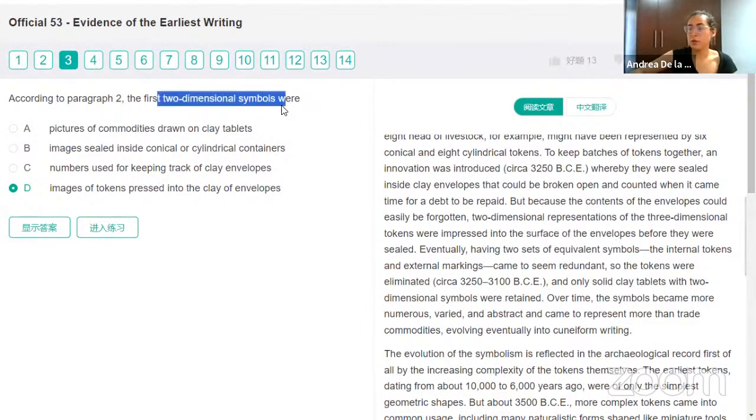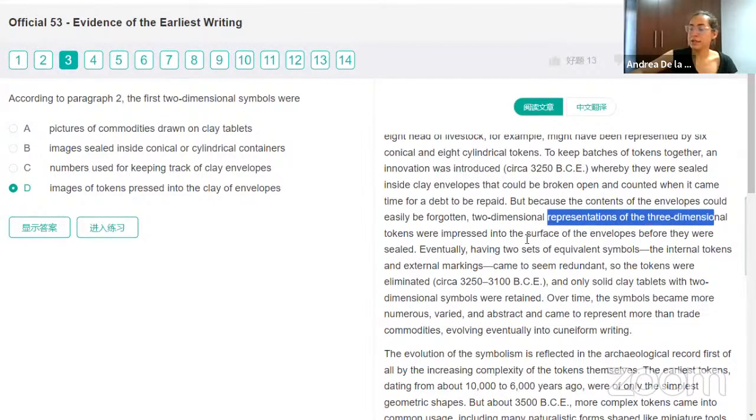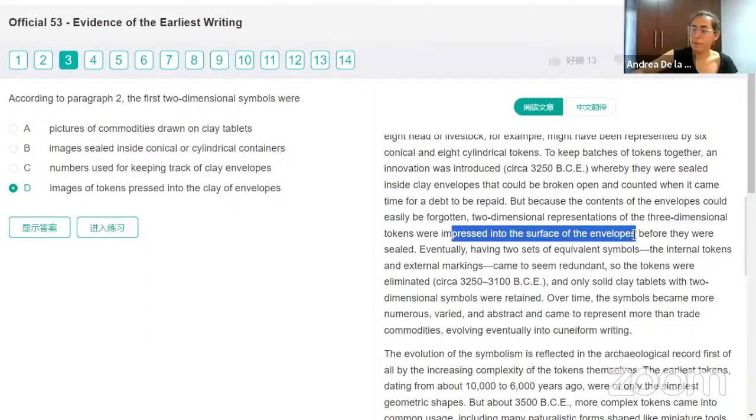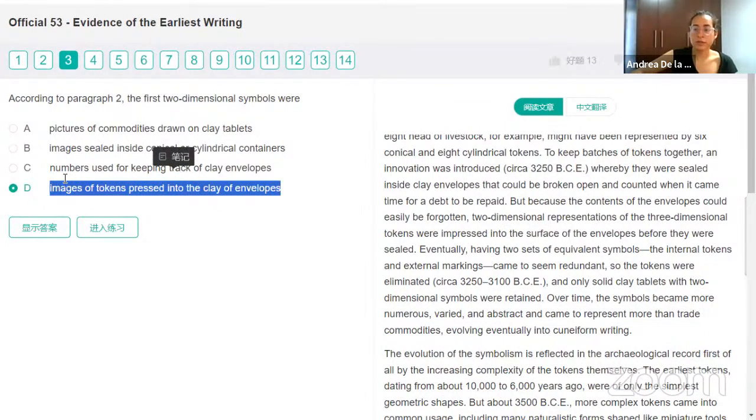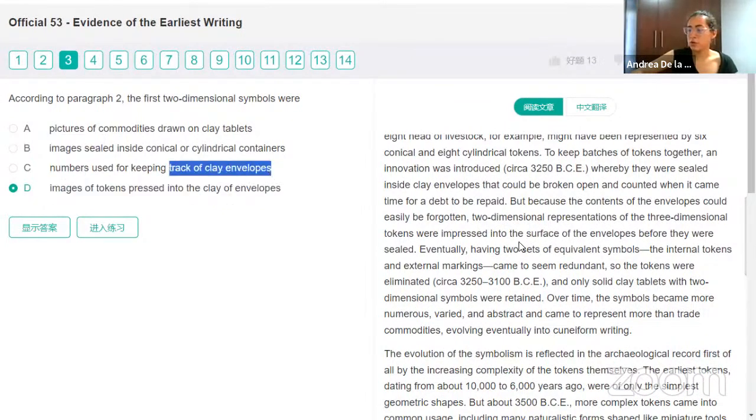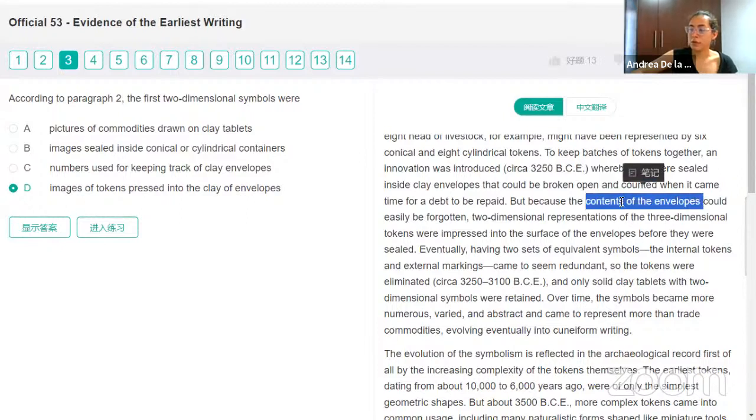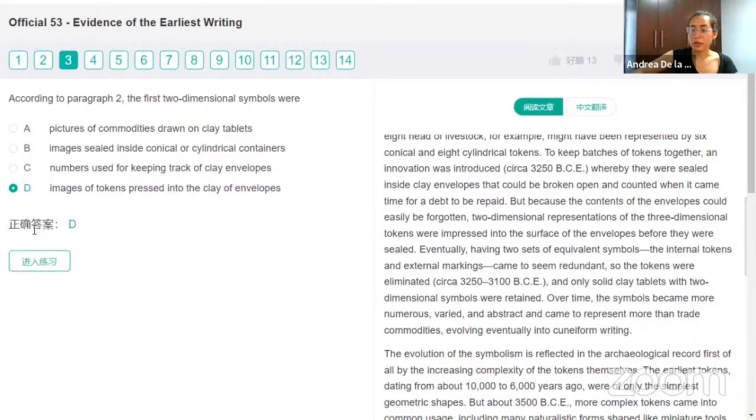¿Qué sabemos de los two-dimensional symbols? ¿Qué eran? Eran representaciones de las fichas 3D que eran impresas en la superficie del sobre, antes de ser selladas. Es lo mismo que nos dice D. No dicen que eran números, ni tampoco que nos ayudaban a mantener registro de los sobres, sino de las fichas, ¿no? Para que no se olviden, para que se mantenga un registro del contenido de los sobres. Entonces, opción B en este caso. ¿Es decir, ok?